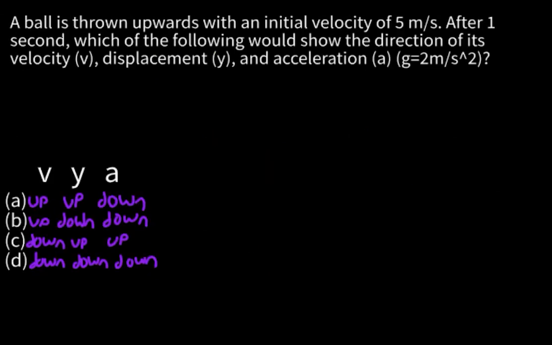A ball is thrown upwards with an initial velocity of 5 meters per second. After 1 second, which of the following would show the direction of its velocity v, displacement y, and acceleration a, where acceleration due to gravity equals 2 meters per second squared? Alright, so remember that displacement is a vector, so as long as the object is above its initial launch position, displacement will be positive, or you could say upwards.